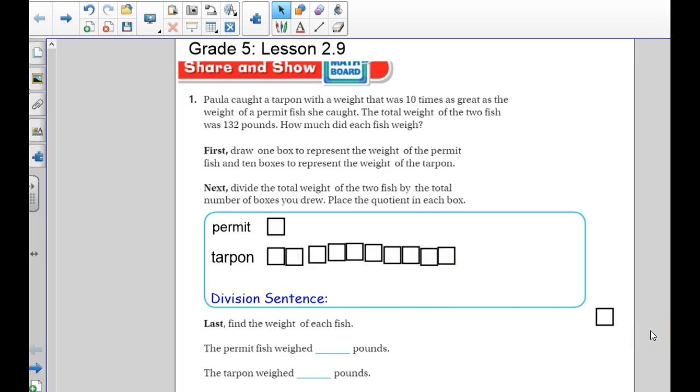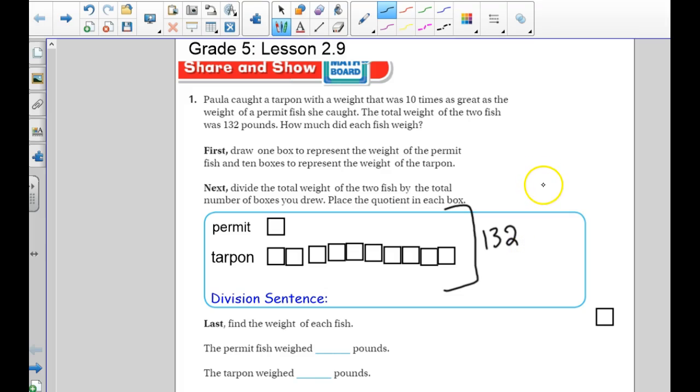Okay, so I'm going to look at the total weight that they both represent, and in this case it is 132. So I'm going to write 132 is the total weight of both of them. And therefore, I know that 132 is going to be my dividend in this division problem. And the divisor is going to be the total amount of boxes that I have in this entire diagram, which in this case is 11. Okay, then I'm going to do my division. I know my division sentence is 132 divided by 11. And if I go ahead and do that math, I'm going to get 12.